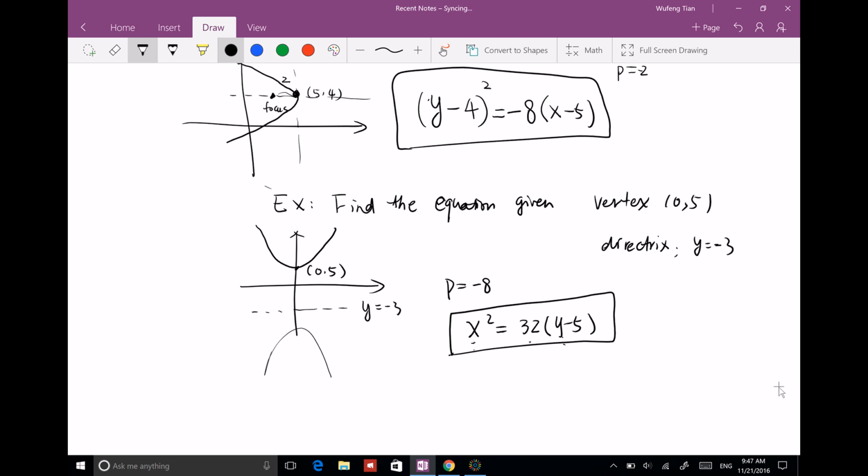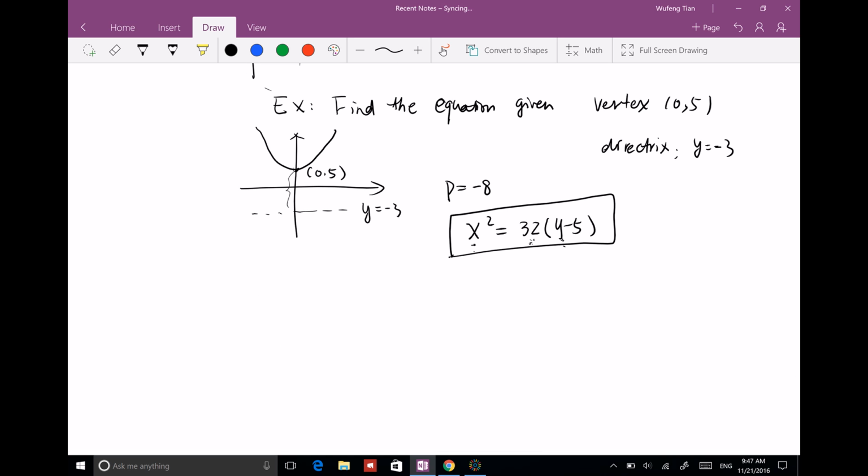Is it a positive number or negative number? It's going to be 4 times the distance, whatever the distance is, but it's positive because it's a positive y value, and x squared is positive. Y is positive, so this number has to be positive. If it's negative, you will have a positive equals negative. This y is negative, so this is negative as well. Okay, so that's how you can easily memorize this.